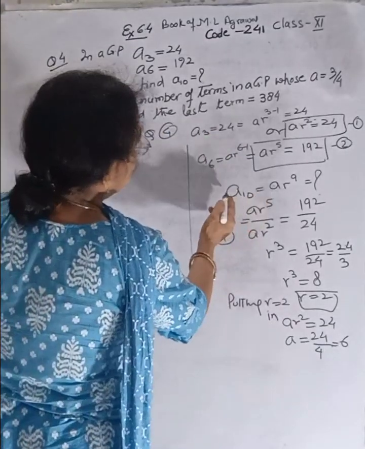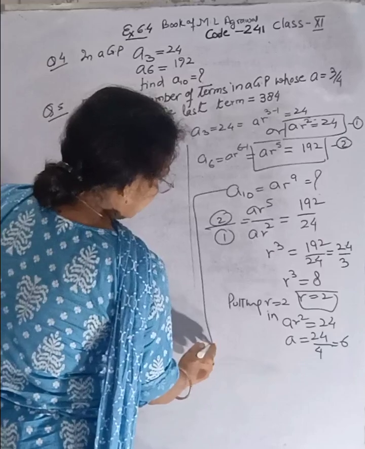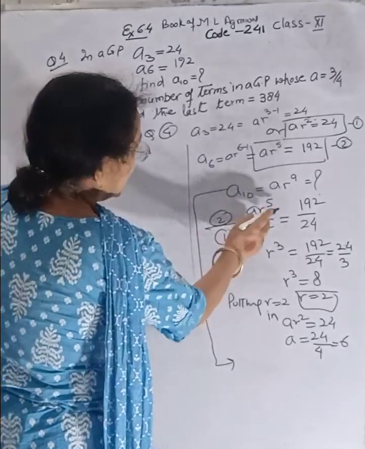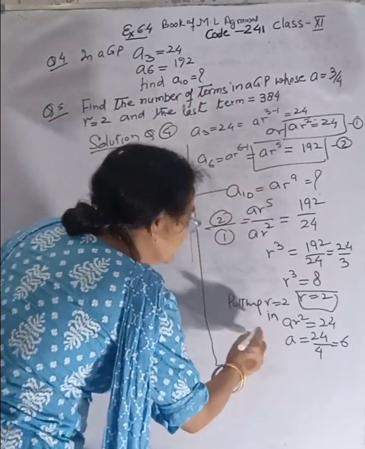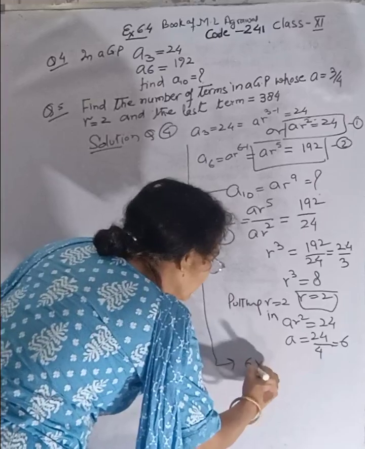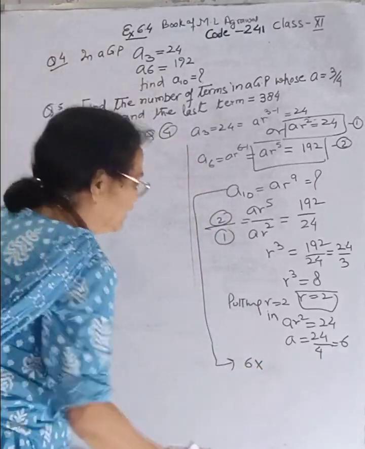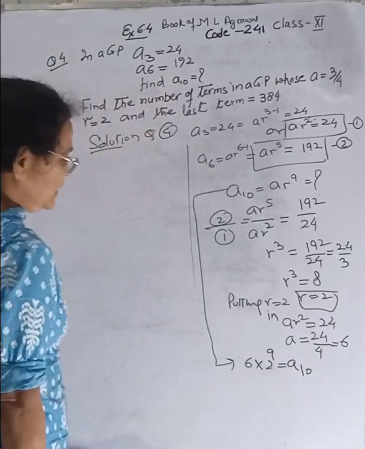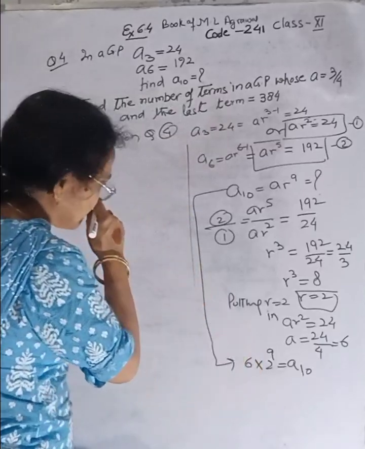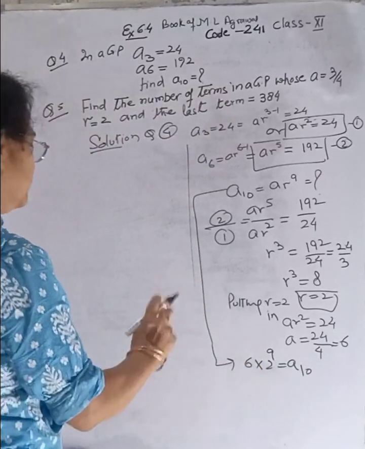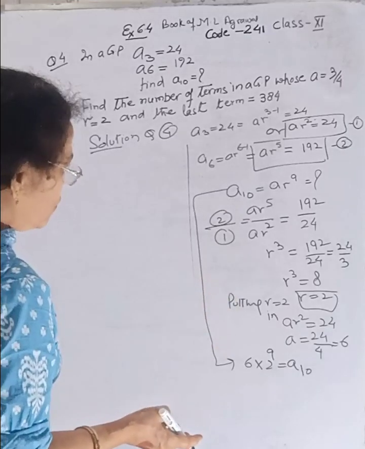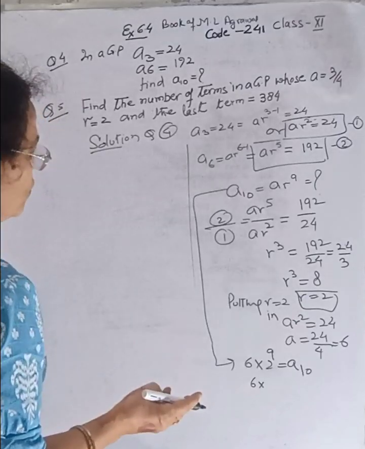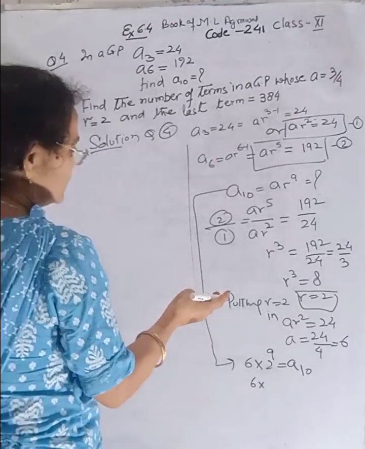Now, A10 can easily be obtained. This is the A10 whose value we have to find out. A10 is A into R to the power 9. It means A is 6, so 6 into 2 to the power 9 is equal to A10. This is to be calculated: 6 into 2 to the power 9.